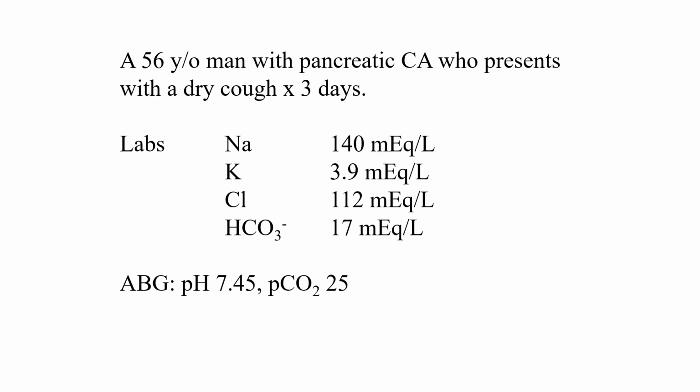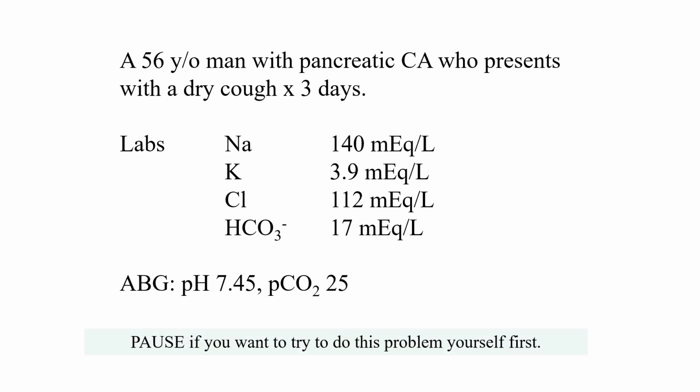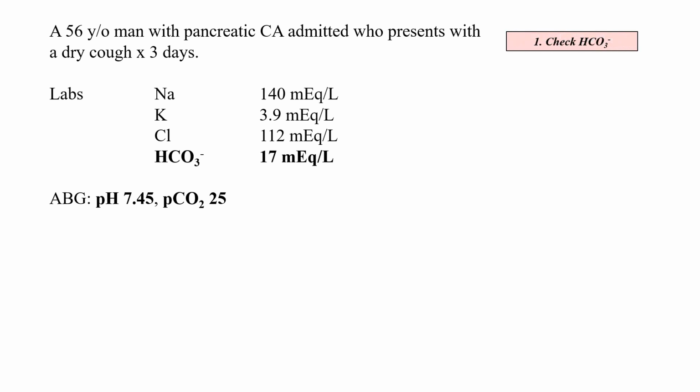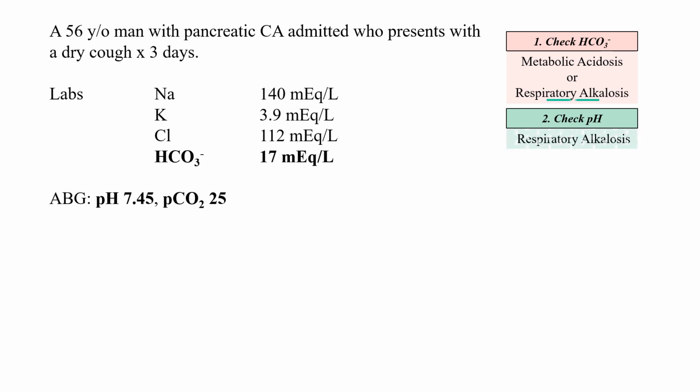This is the case of a 56-year-old male with pancreatic carcinoma who presents with a dry cough for 3 days. Step 1. Check serum bicarbonate. It is 17, which is low. This means patient may have a metabolic acidosis or respiratory alkalosis with renal compensation. Step 2. Check pH. pH is 7.45, which is greater than 7.4. This means the most likely disorder is respiratory alkalosis.